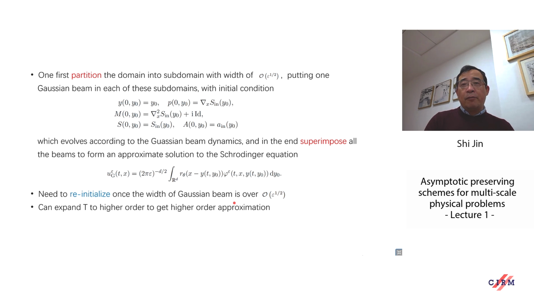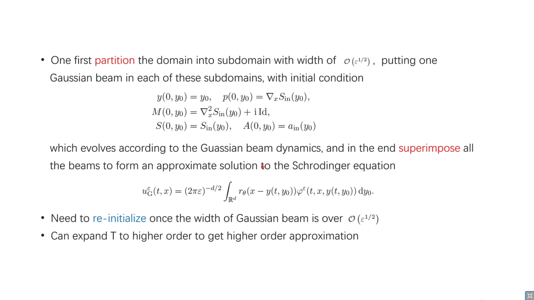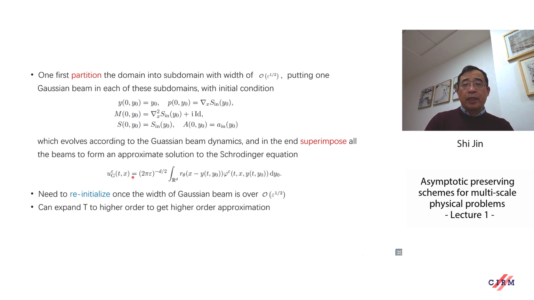So you evolve many Gaussian beams, like many particles. You start with initial data like this and superimpose it into a lot of Gaussian beams centered at y0. Then you evolve these Gaussian beams to some time. In the end, you superimpose all these Gaussians, integrating over y0 again, to get your solution to the Schrodinger equation. Each individual Gaussian beam is not a good approximation to the solution of the Schrodinger equation. But if you superimpose all the Gaussians, you end up with a good approximation. So that's the idea.